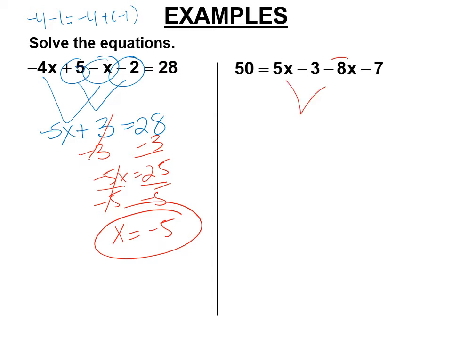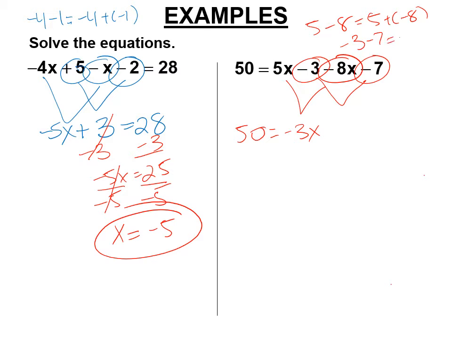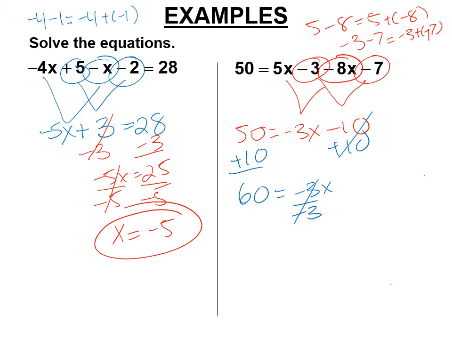All right, 5x minus 8x is, right, 5 minus 8. Same as 5 plus -8, which is -3. So it's -3x. -3 minus 7. Same as -3 plus -7, -10. So that becomes -3x minus 10. That's our two-step. We add 10 to both sides. 60 equals -3x. Divide both sides by -3. Well, 6 divided by -3 is -2. 60 divided by -3 is -20.